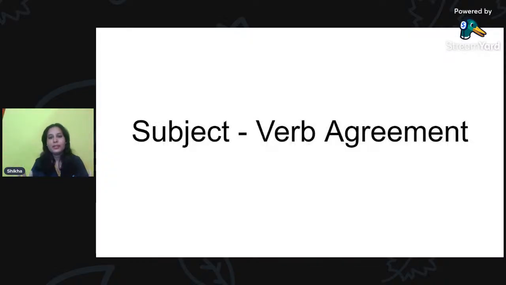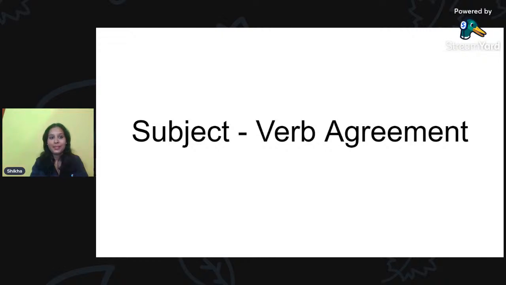When you read any sentence, a sentence has a subject and a verb. Okay. If you know, the structure of a sentence has subject, verb, and object. This is the structure of a sentence. Now, whenever you are framing a sentence, your subject and verb must agree. Yes, must match with each other. So, how can we do that?